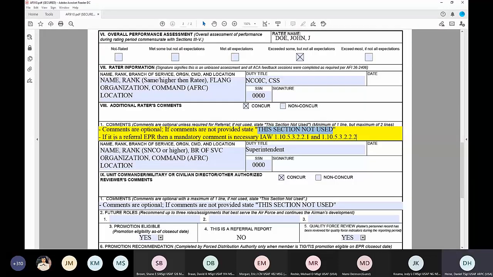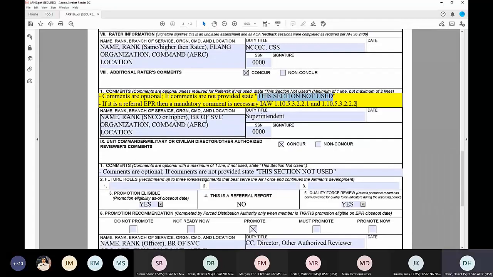If the report is a referral, then there is a mandatory comment that the additional rater has to add in their comment section, and those can be found in the AFI. And those are related to if the member provides a rebuttal or not. There's two different comments for that.